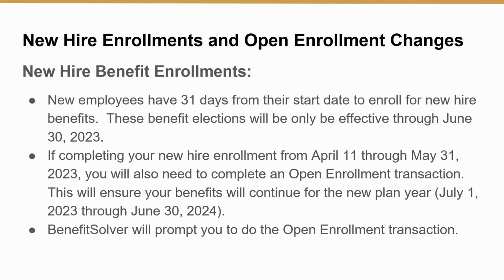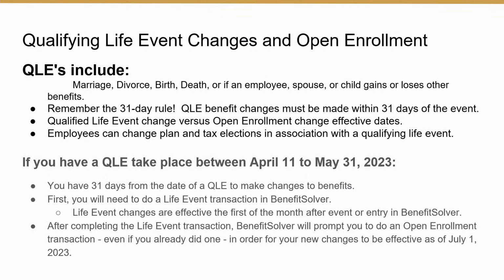If you complete your new hire transaction between April 11th and May 31st, you will also need to do an open enrollment transaction. This is so that whatever benefit elections you make will continue for the new plan year starting July 1st. Benefit Solver will prompt you after you've done your new hire enrollment to then complete an open enrollment transaction. The second thing we want to talk about are qualifying life events and open enrollment.